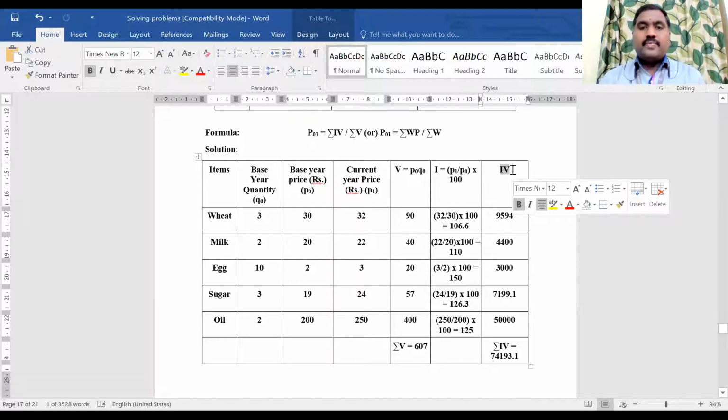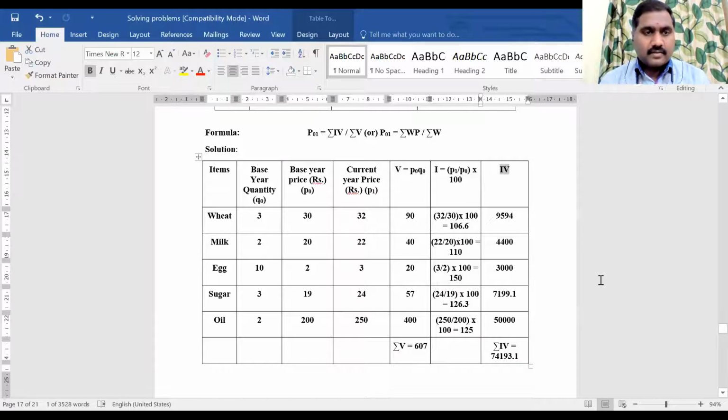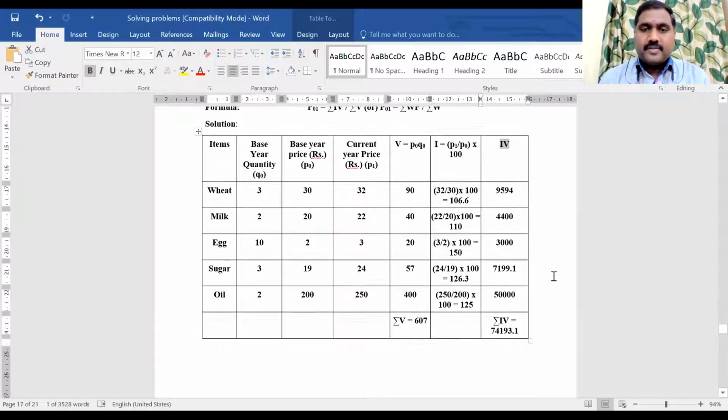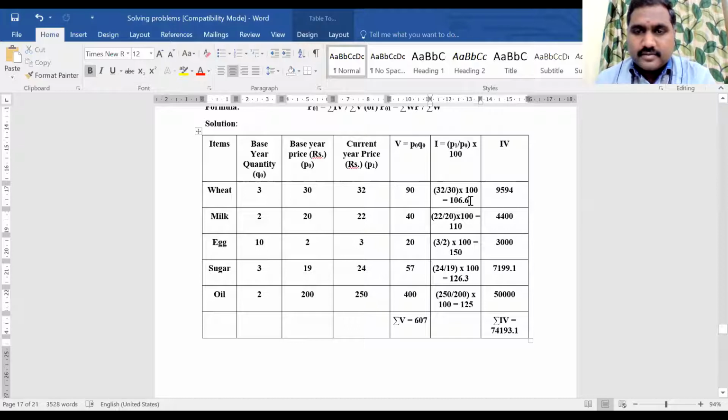Okay. Did you copy it? Did you copy this tabular column? In the I value, I took 106.6. No problem. Actually, 106.66 we have to take, but they told only one digit, so I just wrote one digit. Better, I told you, right? After a decimal, please take 2 points. If everyone follows the same pattern, definitely everyone will get the same answer.